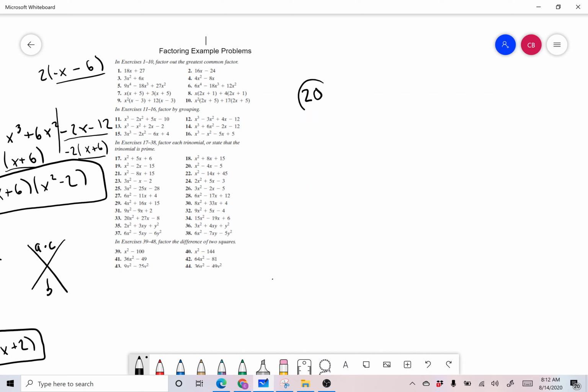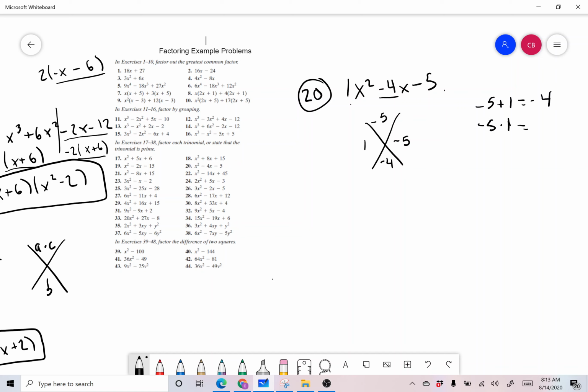So we have x squared minus 4x minus 5. Once again, we want two numbers that multiply to negative 5 and add up to negative 4. Your only chances for 5 are 1 and 5, and one of them obviously has to be negative, and it has to add up to negative 4. So negative 5 plus 1 is negative 4, and negative 5 times 1 is negative 5, and therefore we found the correct answers. So this is x plus 1, x minus 5. Okay, and that's how that is done.